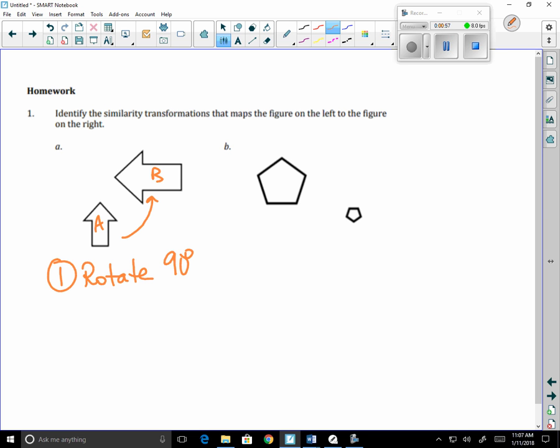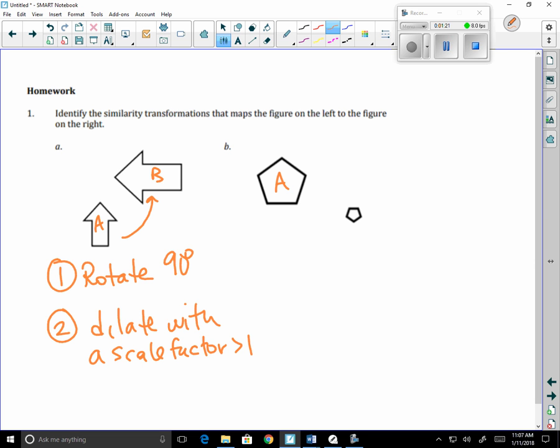What that does is it turns my arrow, and then after I've turned my arrow 90 degrees, I'm going to dilate with a scale factor greater than 1, because it's going to get bigger.